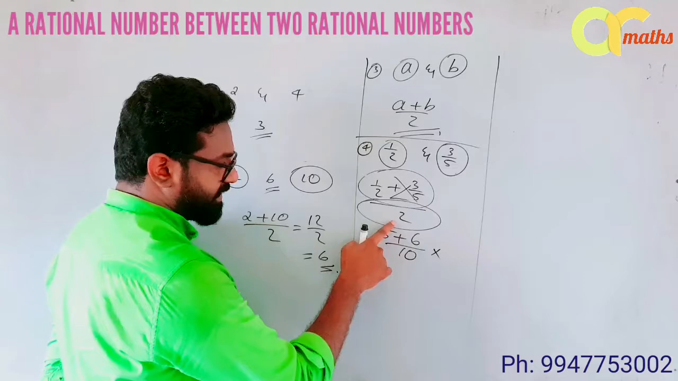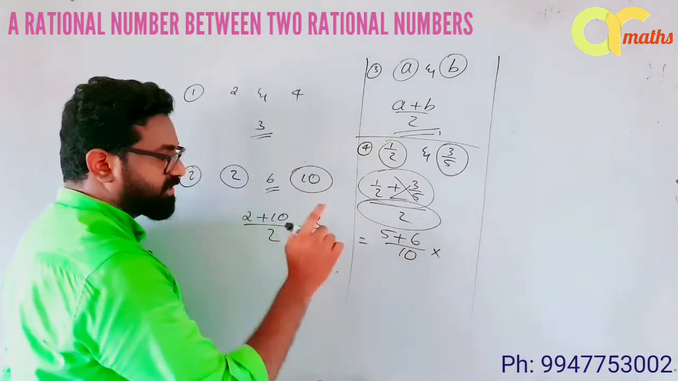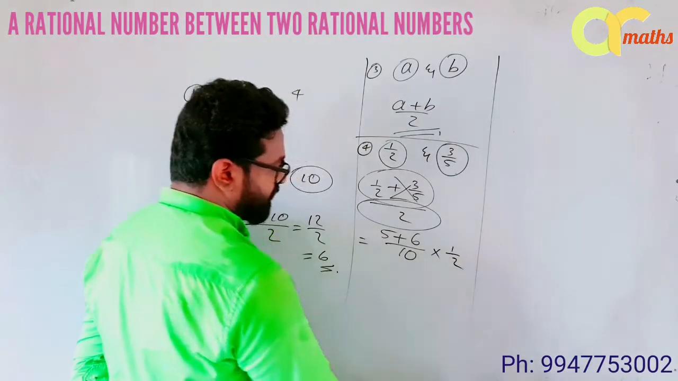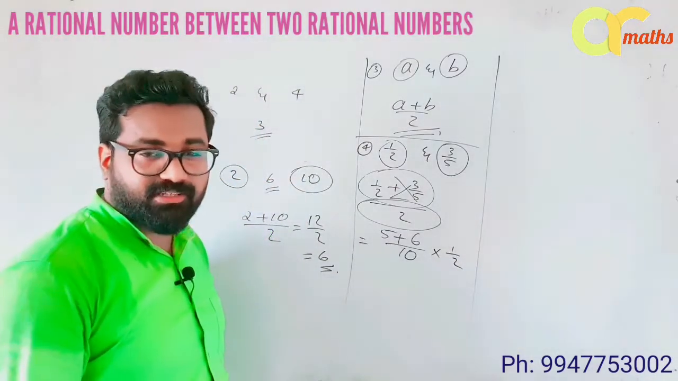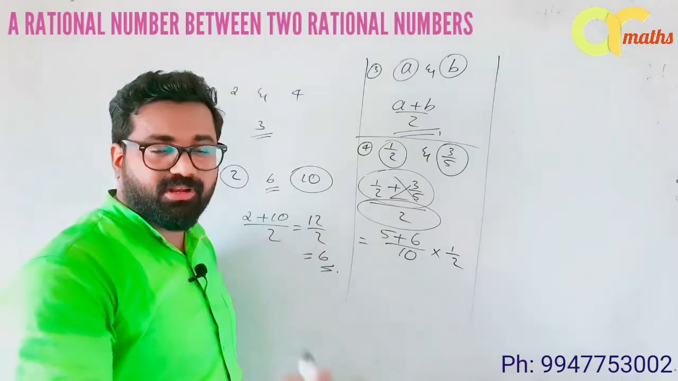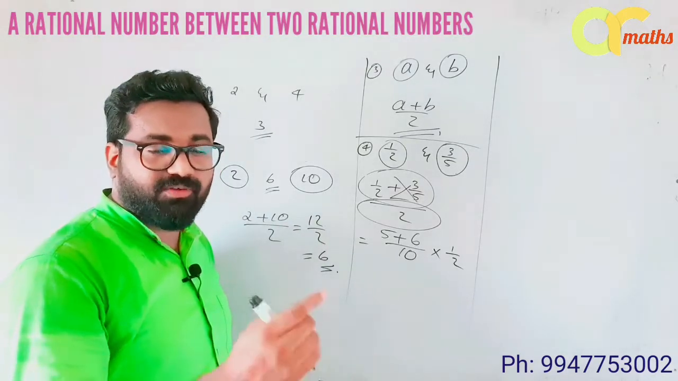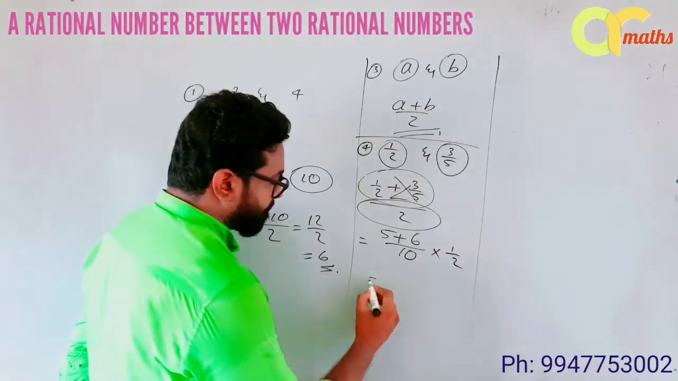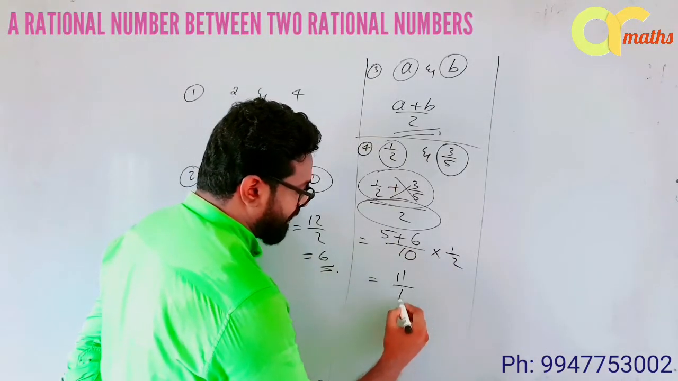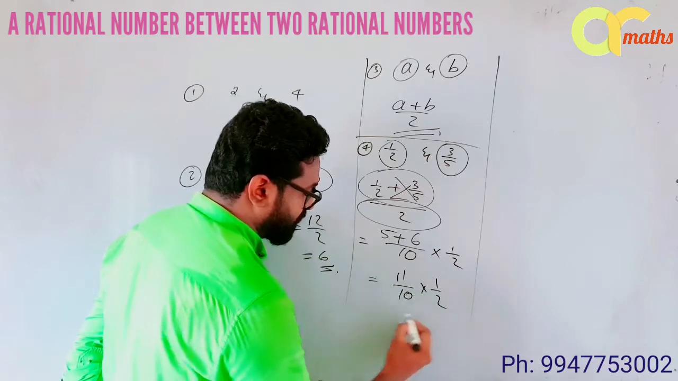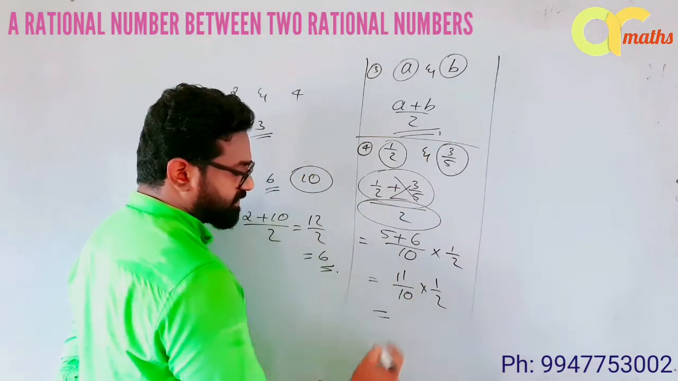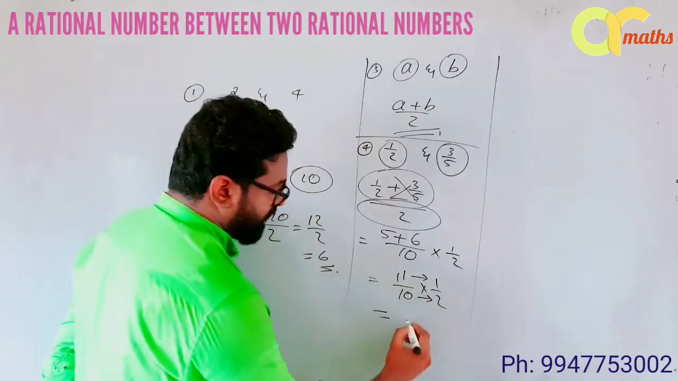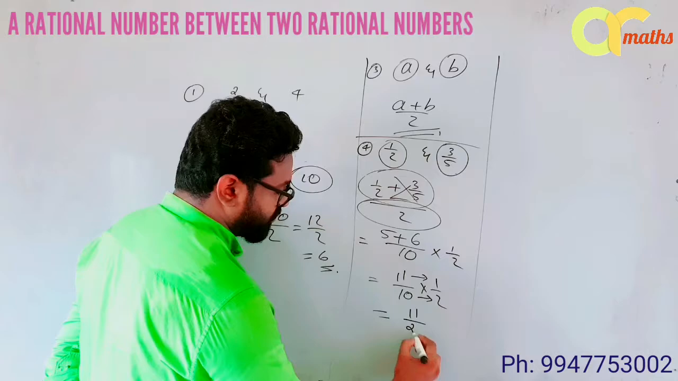How to convert a division into multiplication? By taking its reciprocal. What is the reciprocal of 2? That is 1 by 2. Ready? Reciprocal of 2 is 1 by 2. Reciprocal of 3 is 1 by 3. Reciprocal of 7 is 1 by 7. Reciprocal of 2 by 3 is 3 by 2. Clear? Then 5 plus 6 is 11 divided by 10, into 1 by 2. How to multiply these two fractions? Direct multiplication. Ready? Then 11 into 1, 11, divided by 10 into 2, 20.